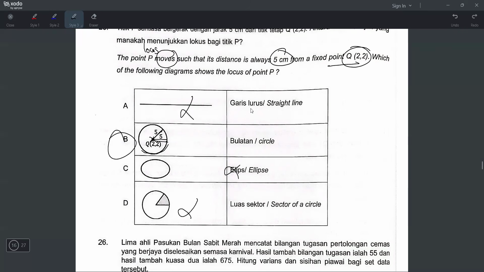A cannot lah, straight line, what the hell. And then this one, ellipse. Okay, ellipse is an oval graph. And yeah, it's not an oval. And then D, what the hell is this? Sector of circle, what the hell? So yeah, B is the answer lah. Yeah, that's it.